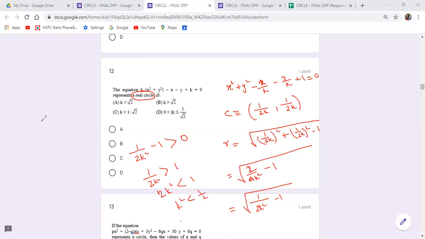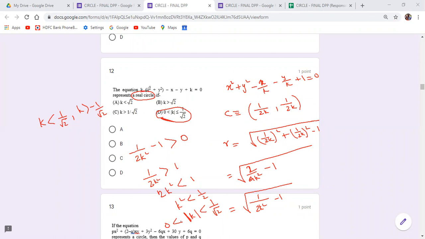So how to solve this? K is less than 1 by root 2 and k is greater than minus 1 by root 2. Another way of saying it is modulus of k is less than 1 by root 2. So naturally k cannot be a negative number, so this is the answer. Modulus cannot be negative, so greater than 0. Fine, everybody understood? Understood, sir.